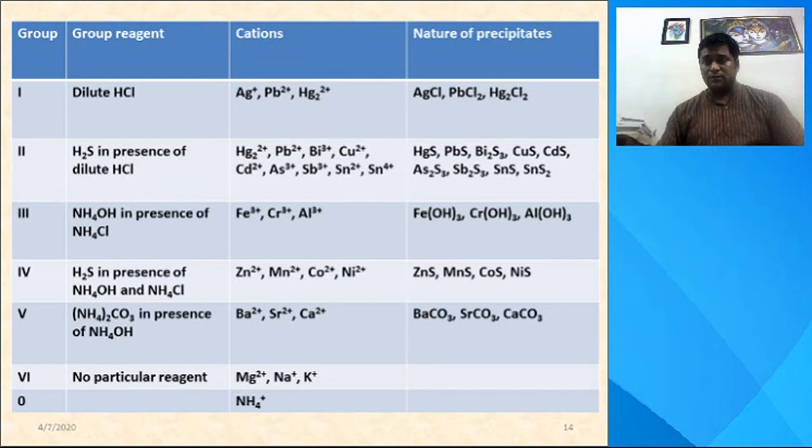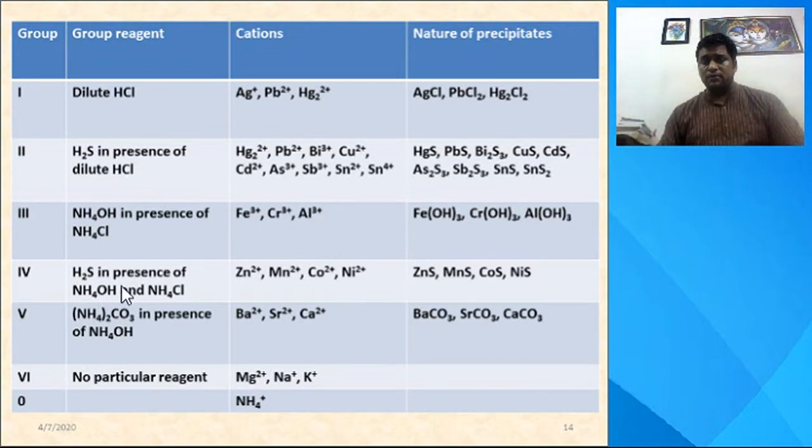Like this, we have a group reagent for all 6 groups, and cations are divided accordingly. For the second group, the cations are mercury, lead, bismuth, copper, cadmium, arsenic, antimony and tin, and the group reagent is H2S gas in the presence of dilute HCl, which forms precipitates in the form of sulfides of these metals. Similarly, for the third group, the cations are iron, chromium and aluminium, and the group reagent is ammonium hydroxide in the presence of ammonium chloride. They form their precipitates in the form of hydroxides.